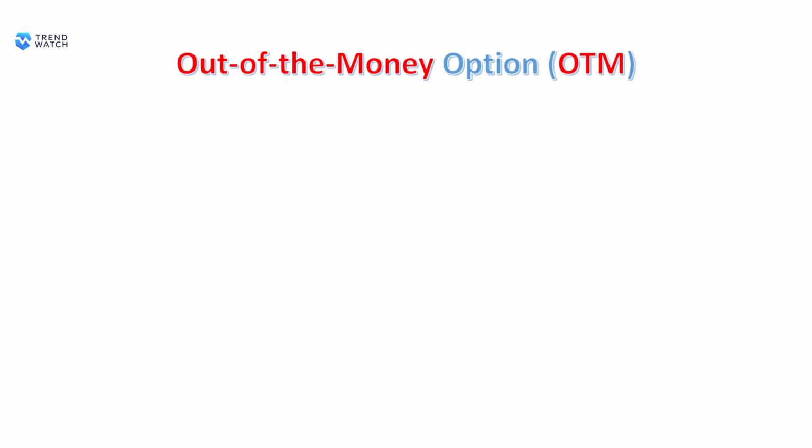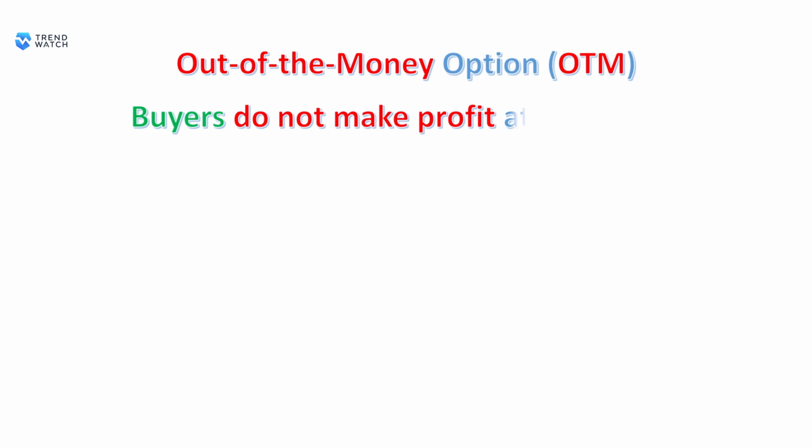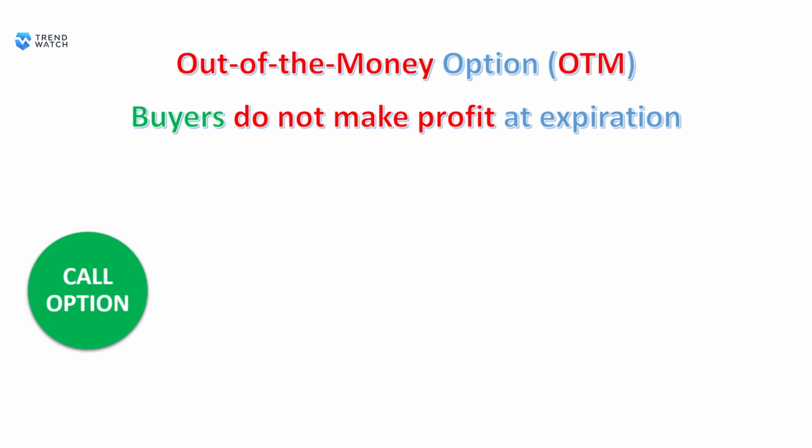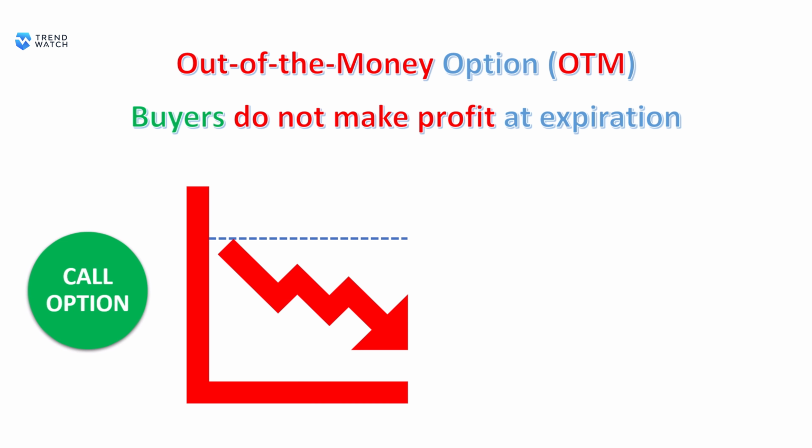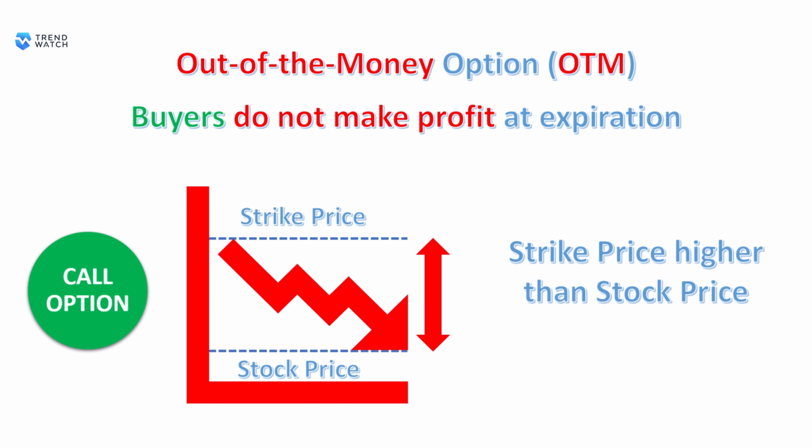Defining out-of-the-money options is now straightforward. These options are the opposite of in-the-money options. Buyers of out-of-the-money options will not profit at expiration. A call option is considered out of the money when the strike price is higher than the current stock price. In this case, buyers are unlikely to purchase the stock at a price higher than its market value.